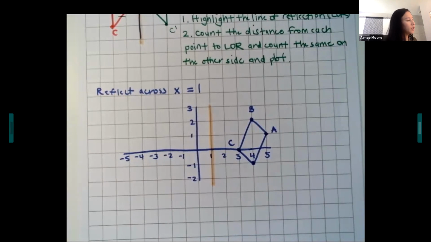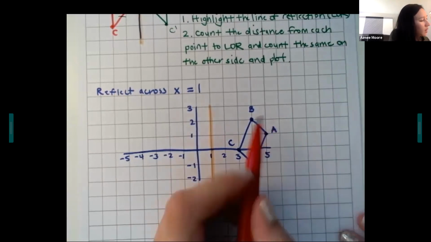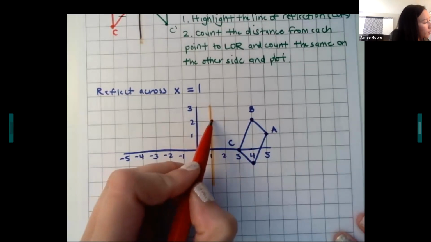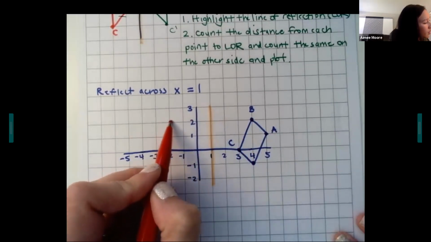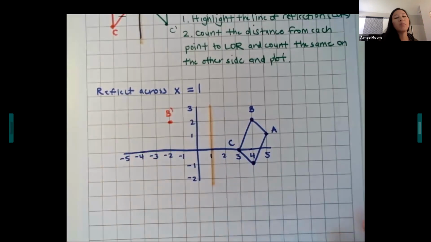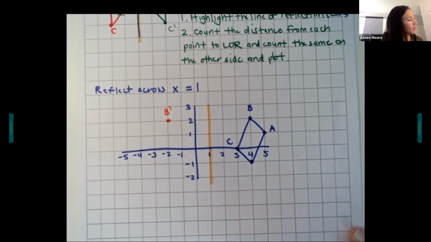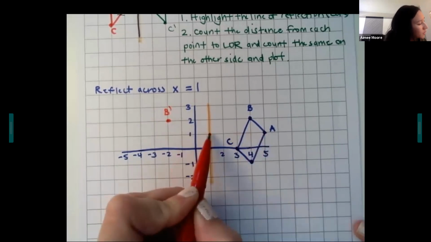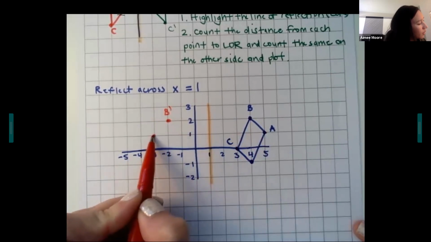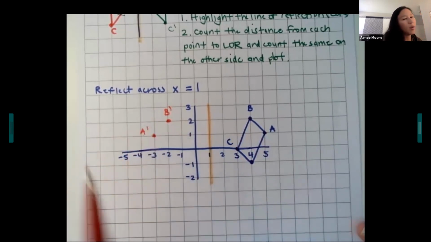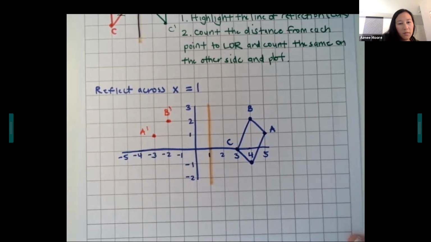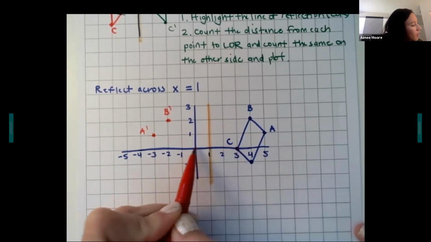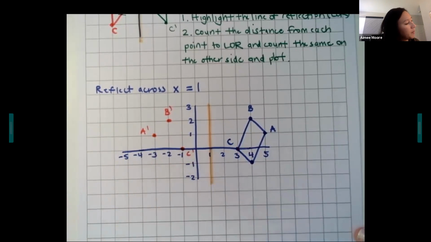And then we're just going to count. So I'll just start at the top. B is 1, 2, 3 away from the line of reflection, so we'll go 1, 2, 3 on the other side, and that will be a reflected B. Then A is 1, 2, 3, 4 from our line of reflection, so we'll go 1, 2, 3, 4 on this side, and that's A prime. C is 1, 2. So we'll go 1, 2 on the other side, and that's C prime.